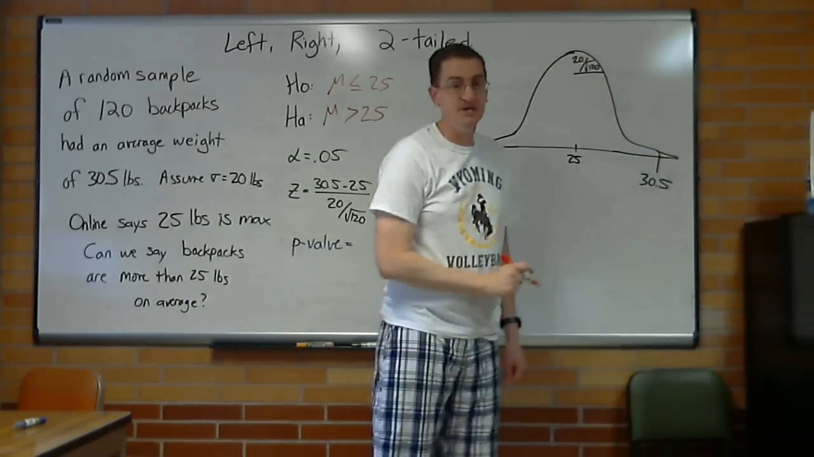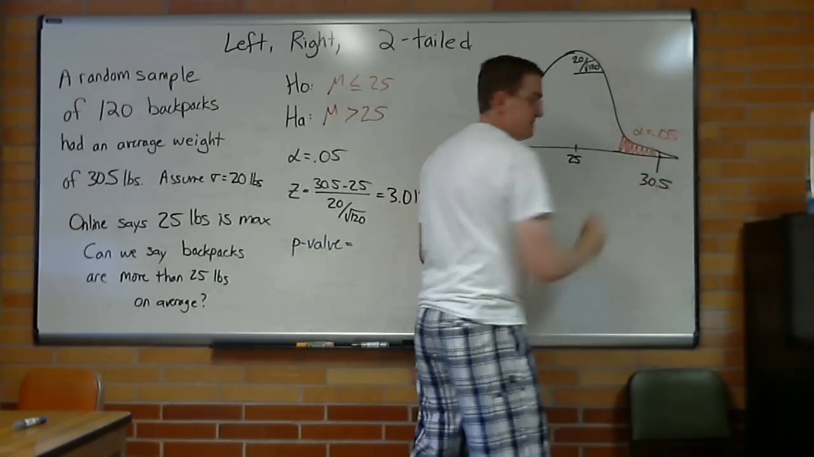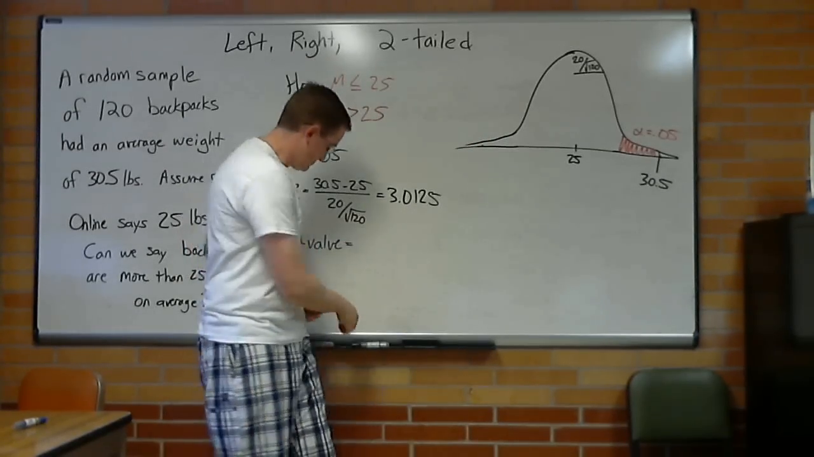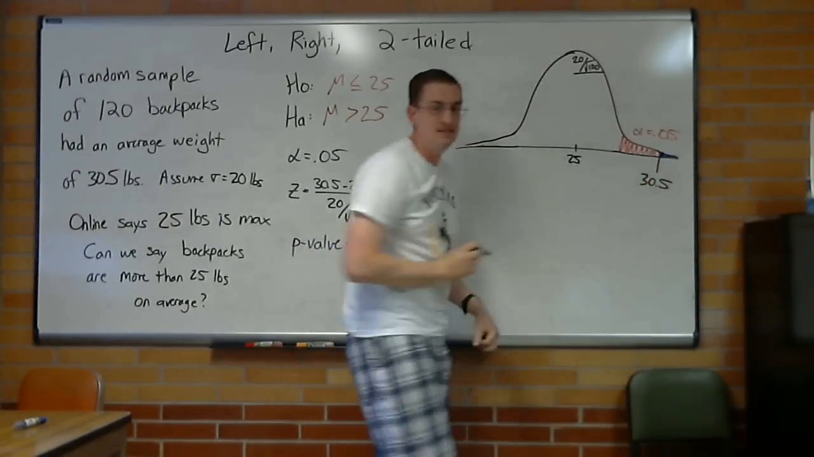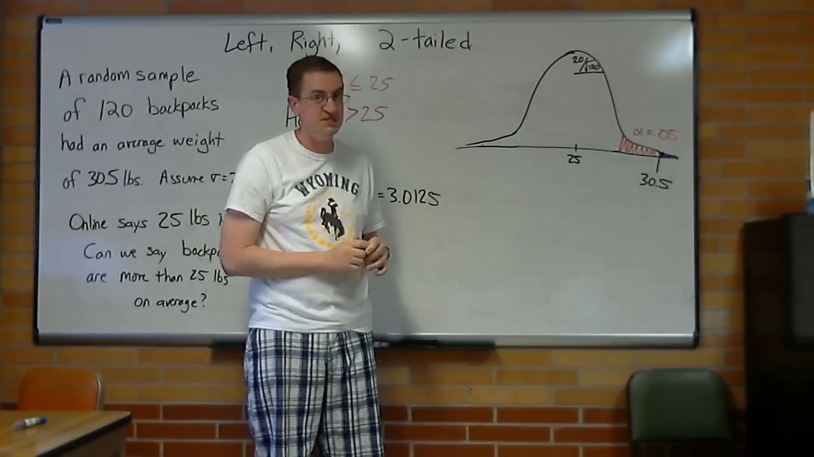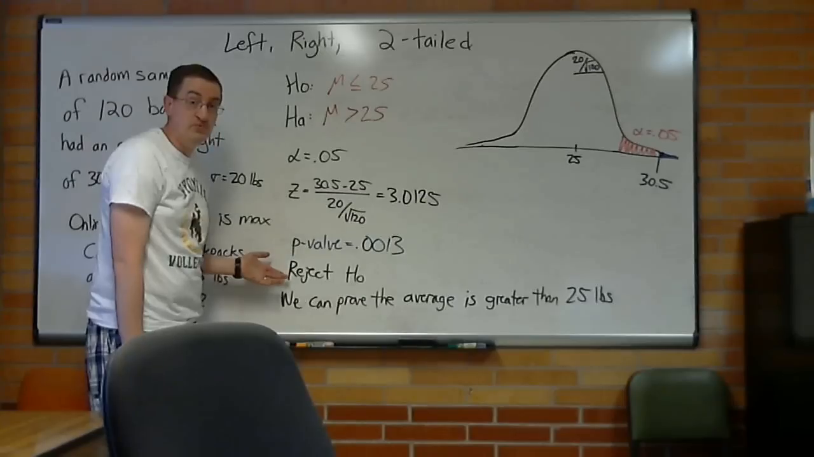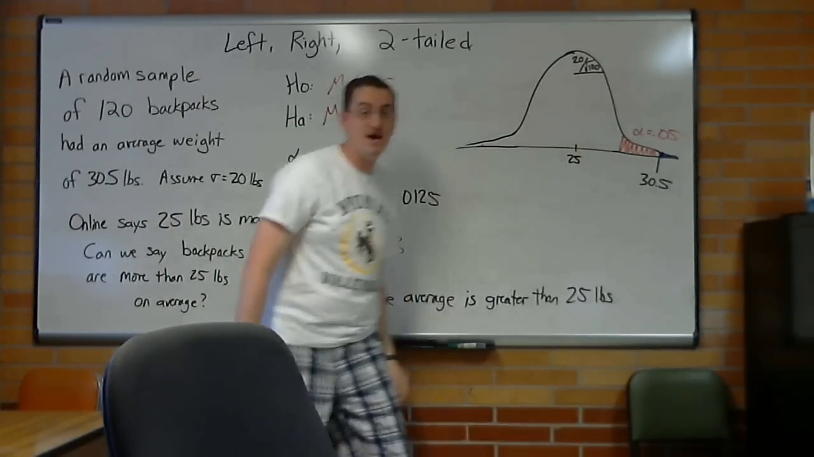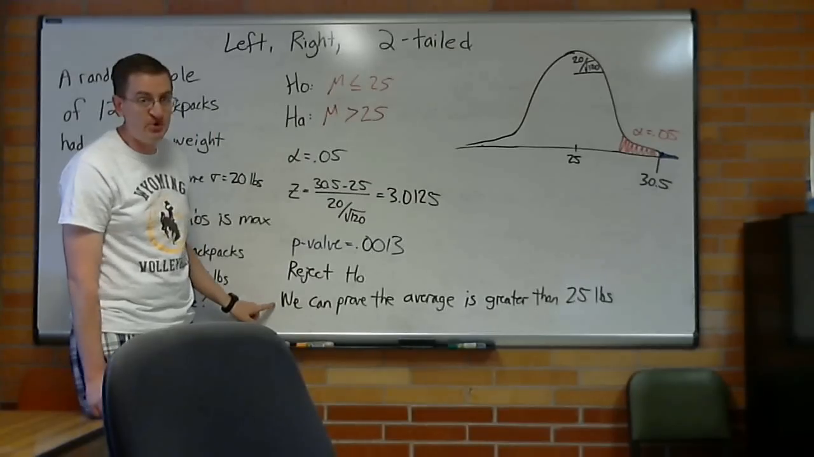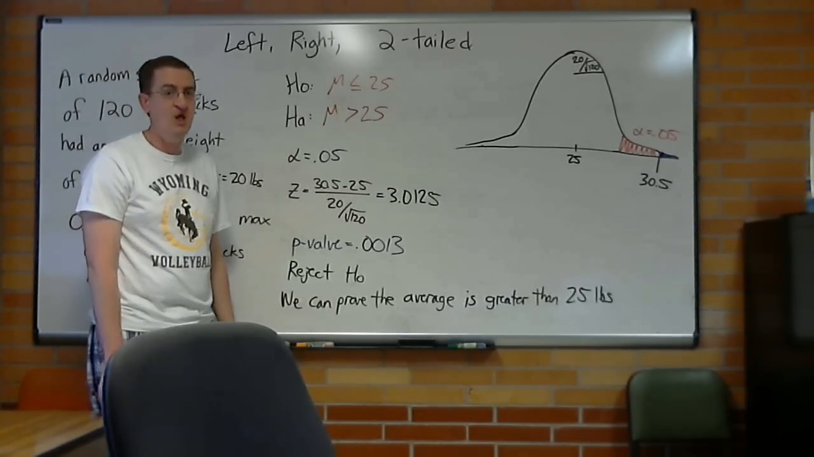Greater than means my alpha region is now on the greater than side. There's where my 0.05 is. So the p-value is going to be from here, that little tiny area there, which is 0.0013, super small. Now we will reject the null because our 30.5 is way out in that red region. And so we can prove that the average is greater than 25 pounds.